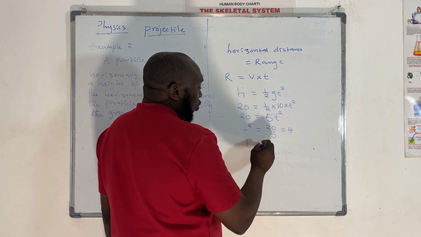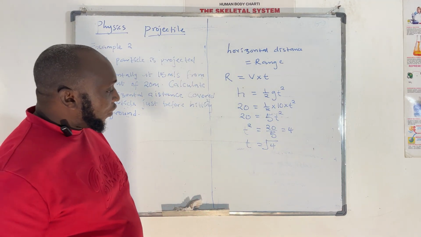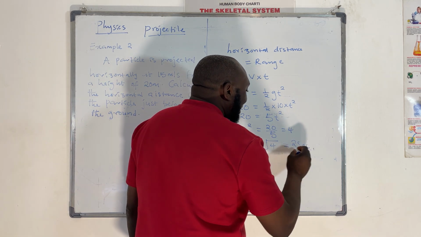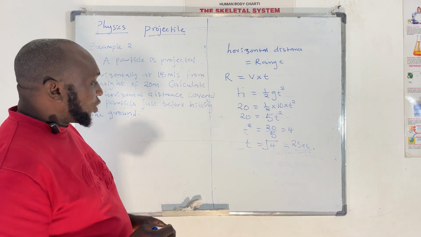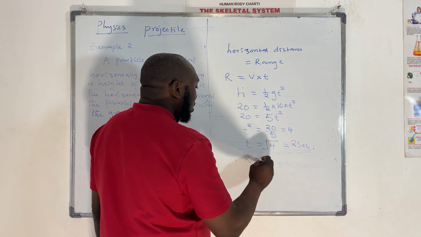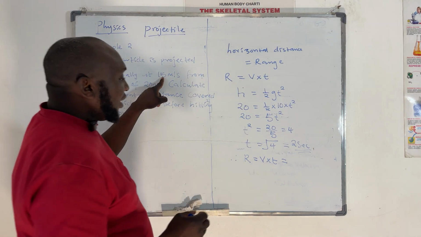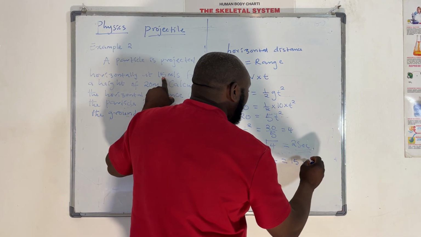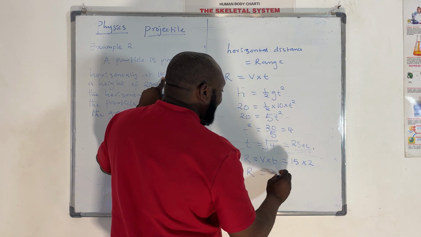Then t will be equal to the square root of 4, and the square root of 4 is 2 seconds. Now the time taken for the body to hit the ground is 2 seconds. Therefore, range is equal to what? Velocity times time. The velocity in this question is 15 meters per second, times the time, which is 2. That means the horizontal distance, or range, is equal to 30 meters.